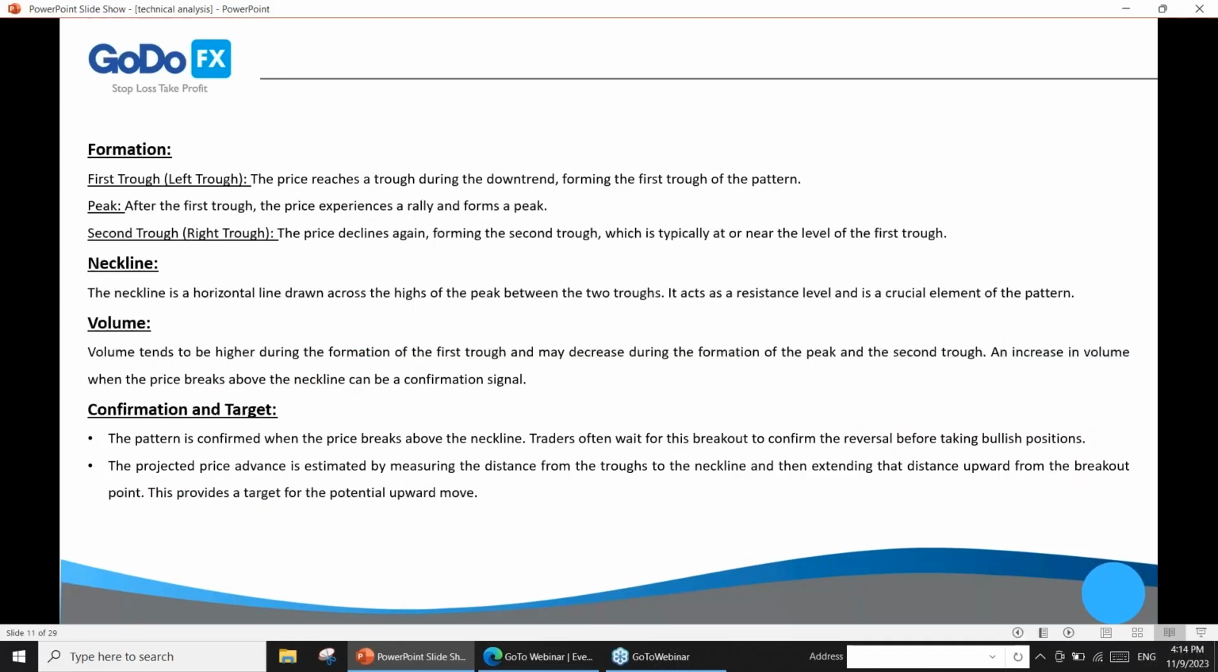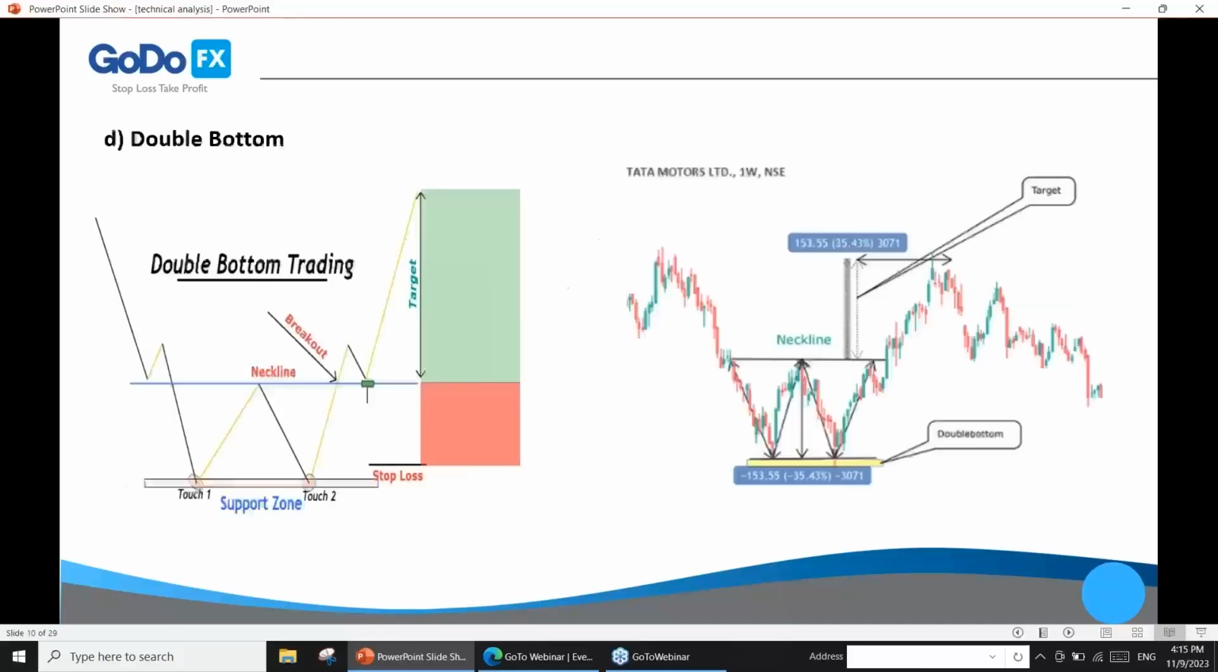So the key characteristics of it, the price reaches a trough during the downtrend, forming the first trough of the pattern. After the first trough, the price experiences a rally and forms a peak. Then the price is going to decline again and form the second trough, which is typically at or near the level of the first trough. And the neckline is also a resistance. Here is the neckline, so it's a resistance.